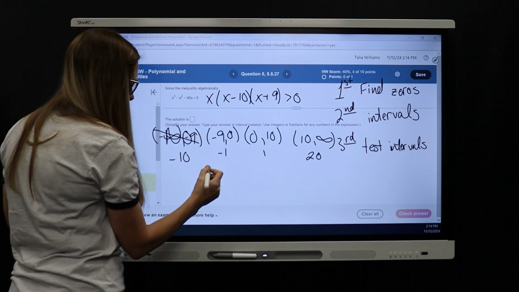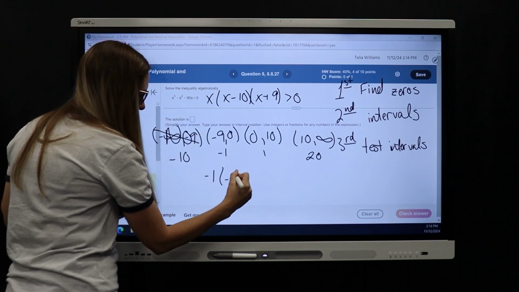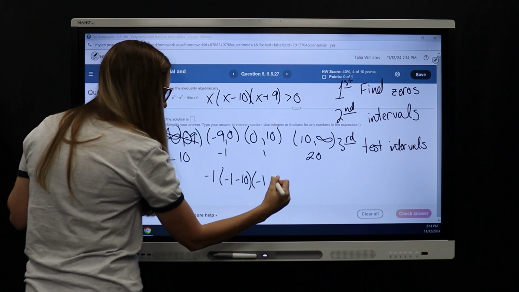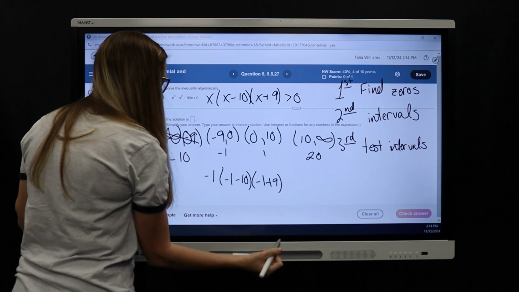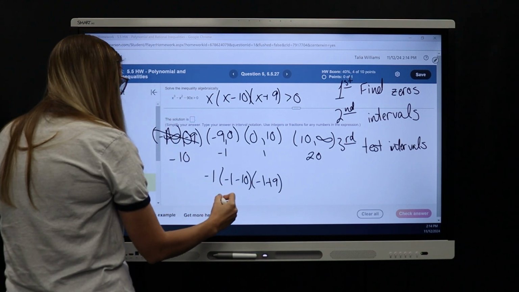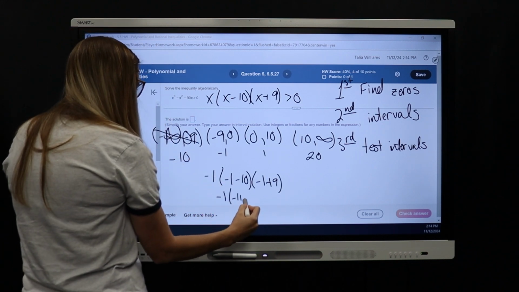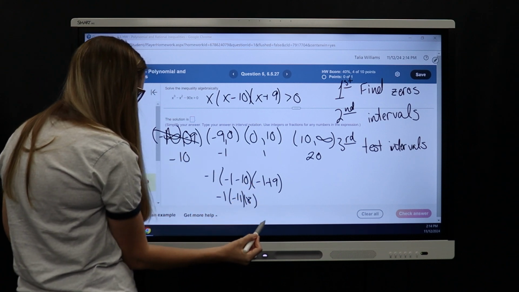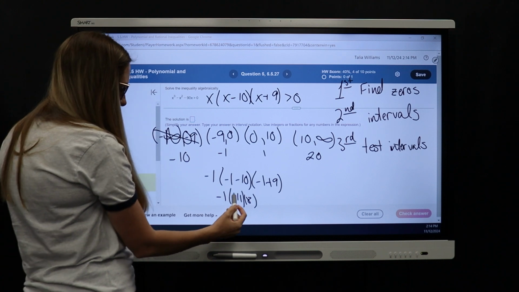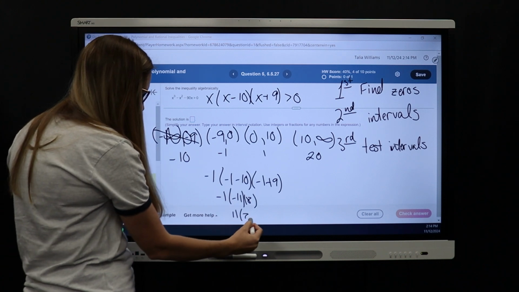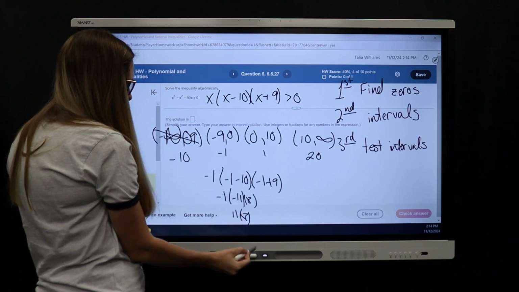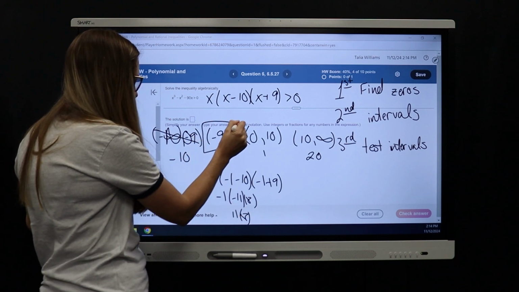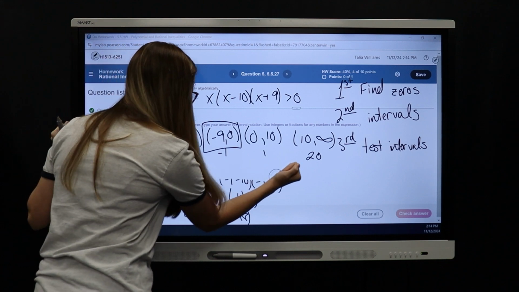Okay, negative 1. I'm going to do negative 1, then negative 1 minus 10. I'm just plugging these into it. I would plug it into the original one if I had a calculator. I feel like that would be easier. And you're less likely to make an error when you're writing it out like this. A negative times a negative, this is going to be positive 11 times 8, which would be 88. 88 is greater than 0, so this one is going to be one of our answers.